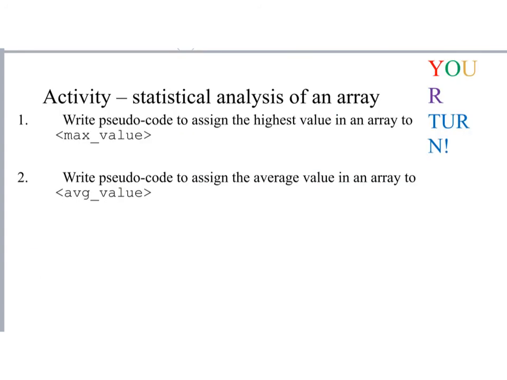So what I'd now like you to do is go away and put into OneNote a little activity doing the statistical analysis of an array. You're going to write pseudocode to assign the highest value of an array to max value. It'll be similar to what we just did with the minimum, I would think. And then write pseudocode to assign the average value in the array to average value. Pretty easy, I think.